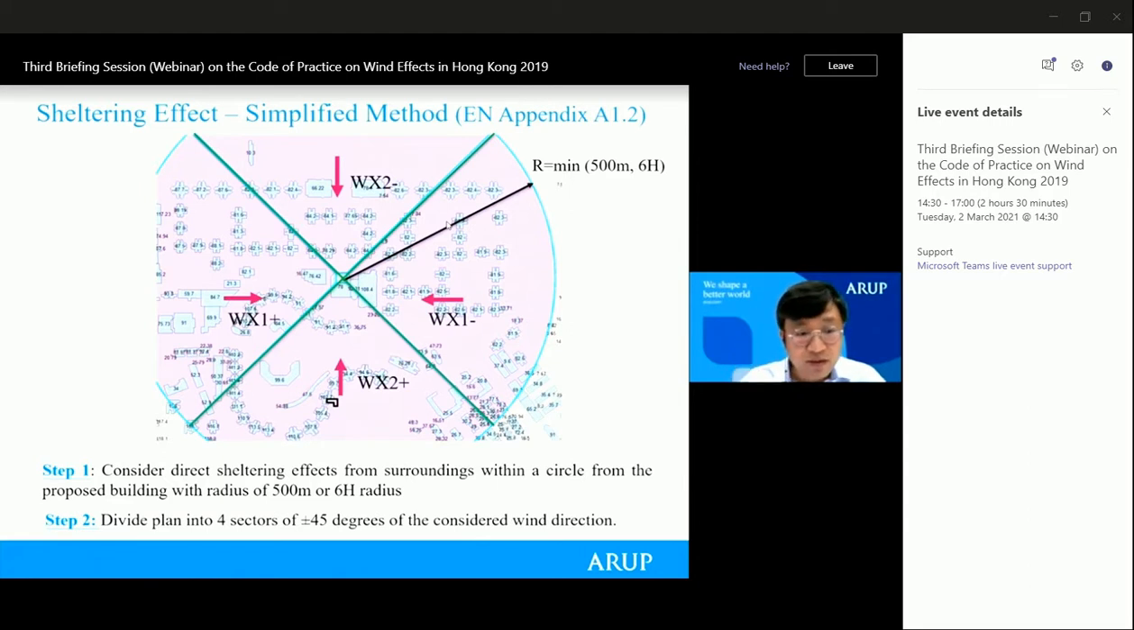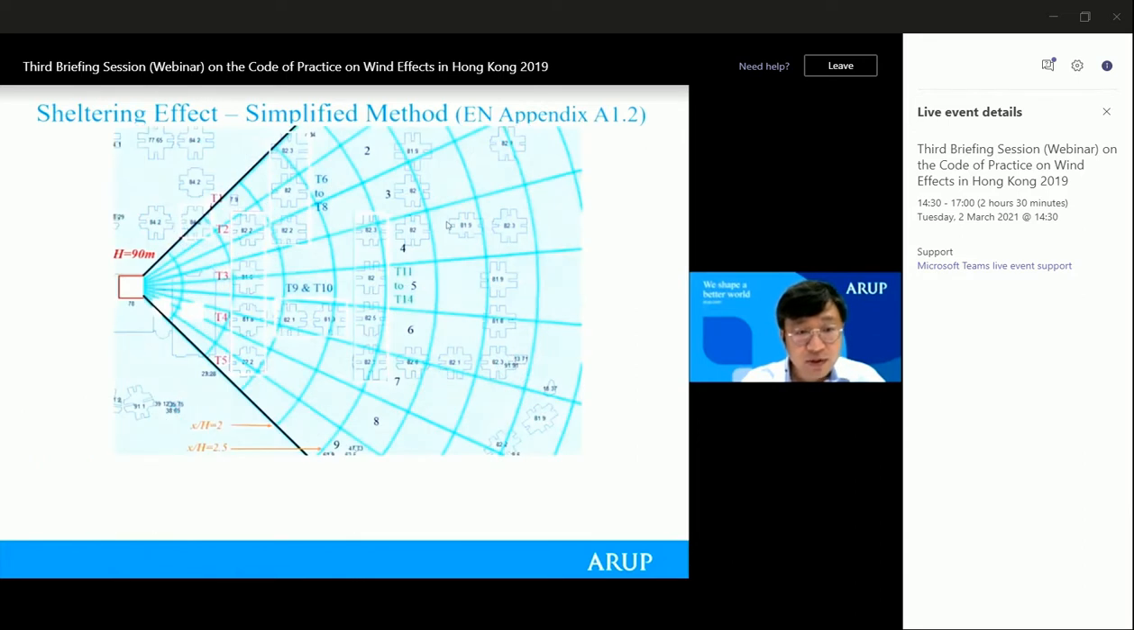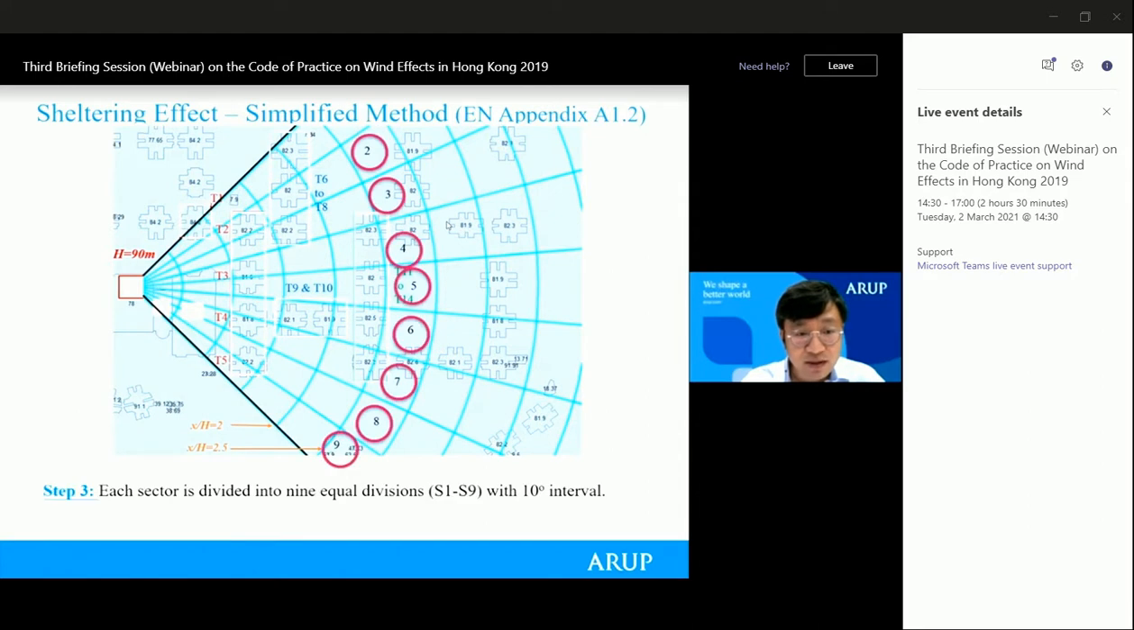Further on that, we divide the plan into 4 sectors, each covering about 90 degrees, as shown in the 4 quarters divided by the boundary lines in green. Then for each selected 90-degree sector, we further divide it into equal divisions. The interval is 10 degrees, so in total we have 9 divisions.